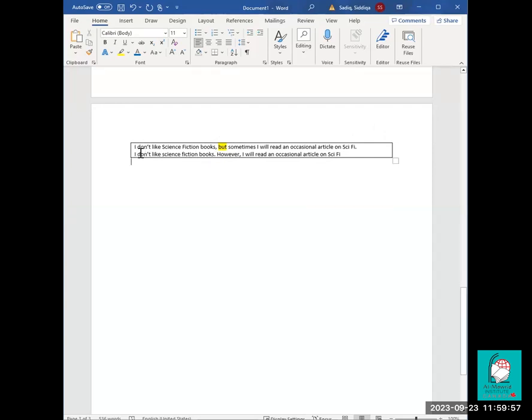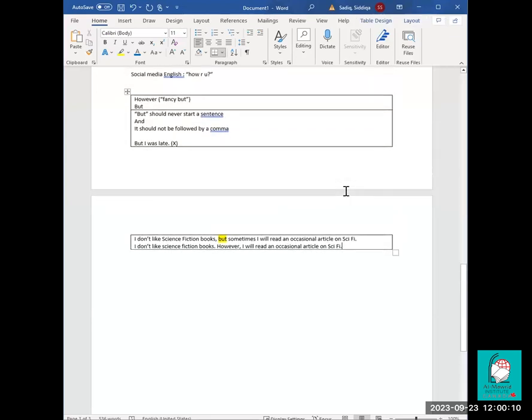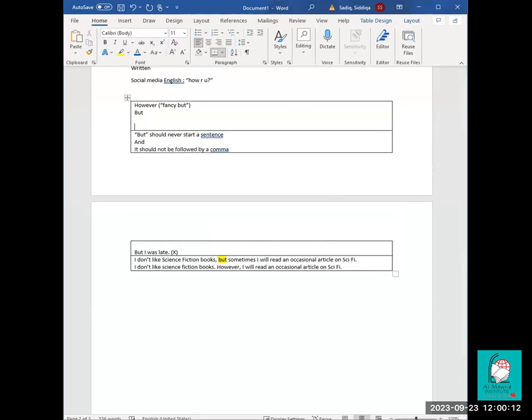But here, when I say I don't like science fiction books, done. However, pause, I will read an occasional article on sci-fi. The meaning is the same. The usage is different. The meaning is not different. The usage is different.